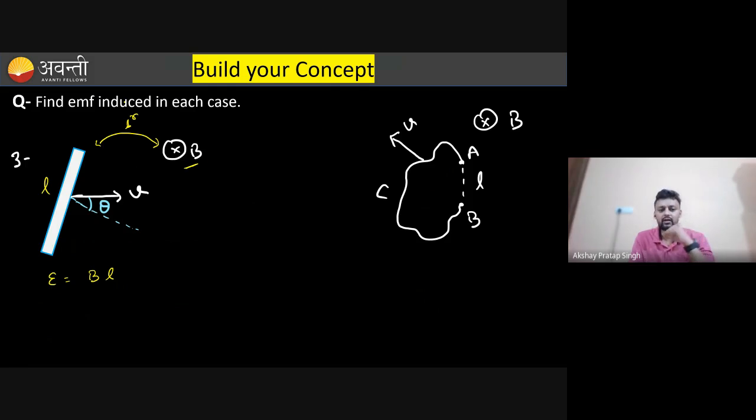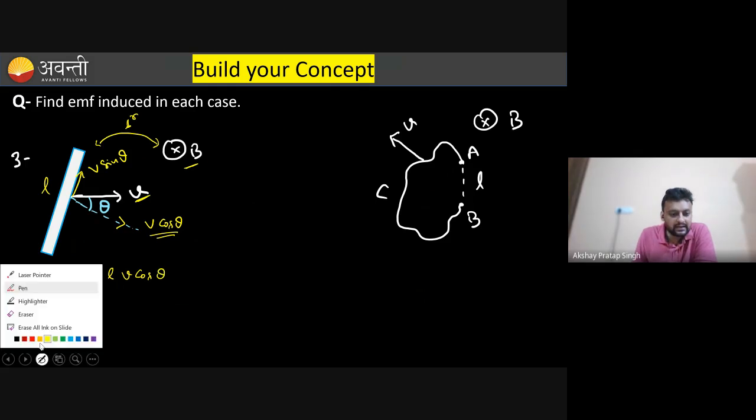They are perpendicular. Now, what you can do is take the component of this velocity which is perpendicular to the length. Can you see that this component will be v cos theta and this component will be v sin theta? So which component of velocity will we use? The component which is perpendicular to the length. So the perpendicular component is v cos theta. That is BLV cos theta.